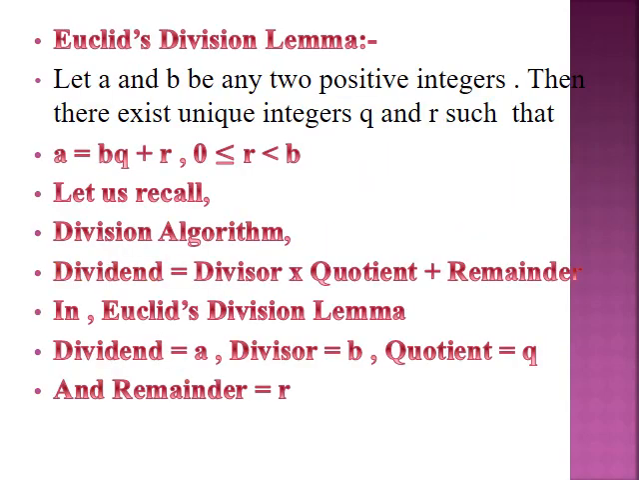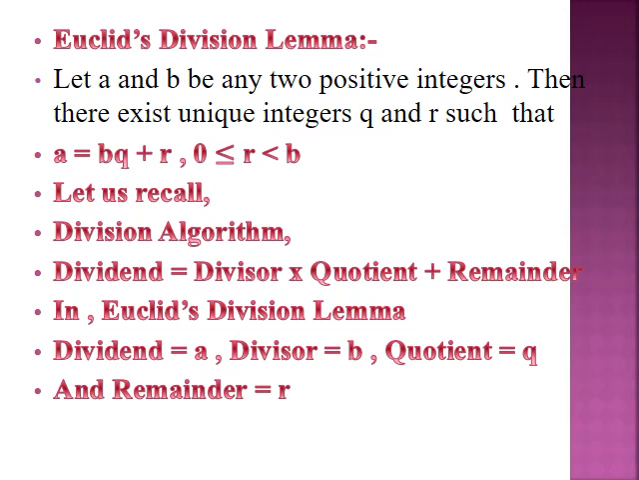So the Euclid division lemma says: let a and b be any two positive integers, then there exist unique integers q and r such that a equals bq plus r, where 0 less than or equal to r less than b. My dear students, just now you have written the pairs of integers and their representation. It is nothing but the division which we used to do in the previous classes.